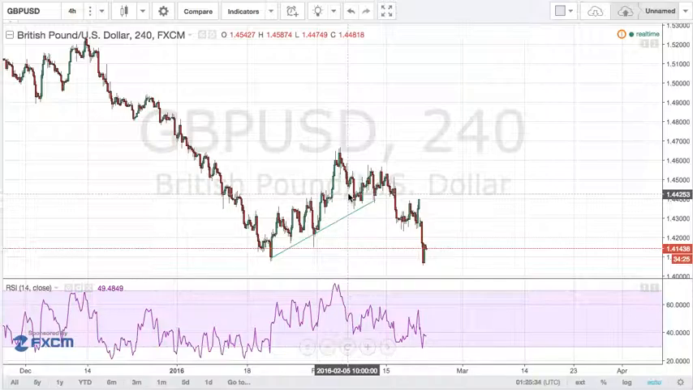So, what is relative strength index? Relative strength index is an indicator, an oscillator. It basically shows you overbought situations and oversold situations.